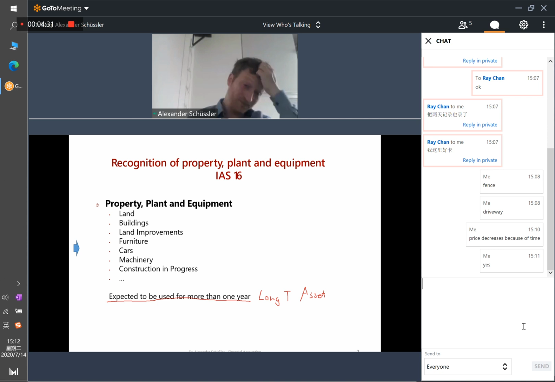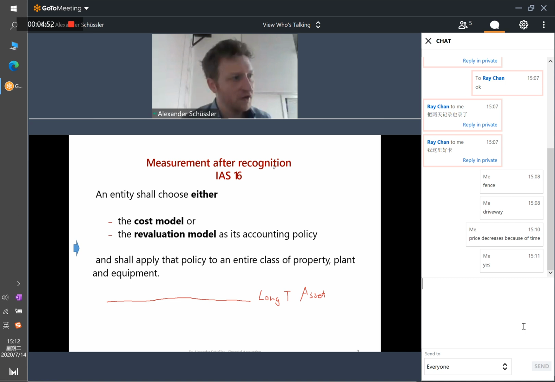When we're talking about property, plant, and equipment, a company has to choose between the cost model and the revaluation model. Between the cost model and the revaluation model. And the cost model, this is more prevalent. Yeah. So most companies, 90% of the companies, they use the cost model.